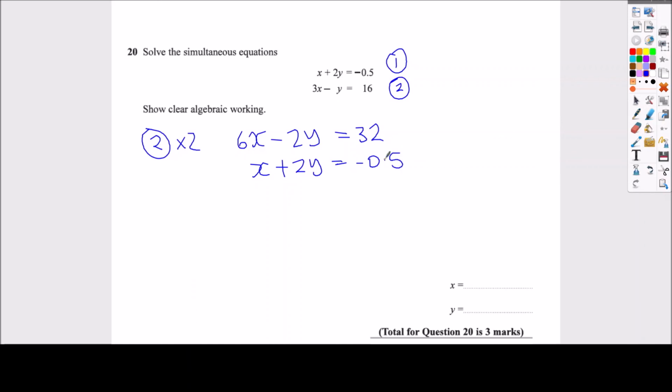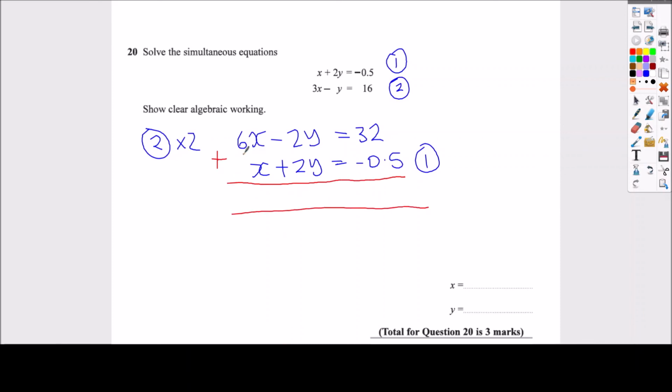That was my equation 1. Now, I've lined up the y's. I've got 2y in both. However, because on one of them I've got minus 2y, and in the other one I've got plus 2y, in order to eliminate them, to make the y's disappear, I need to choose to add these two equations together.